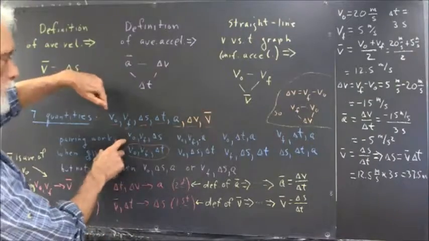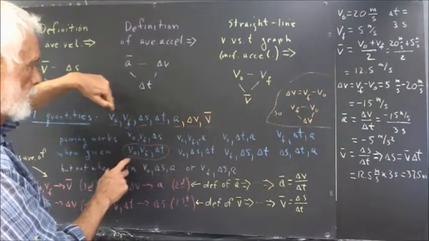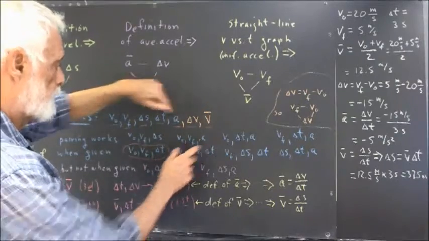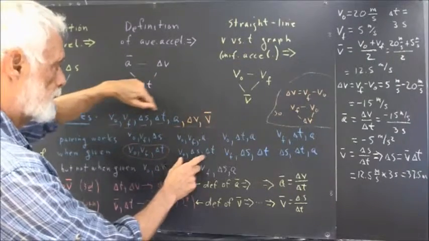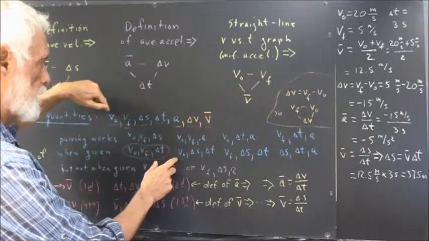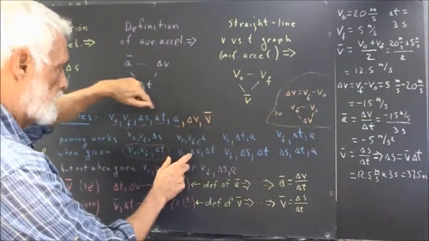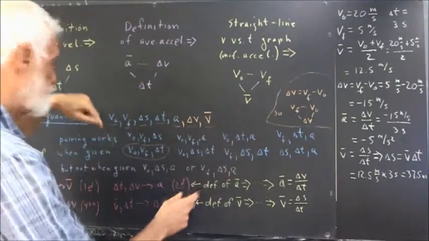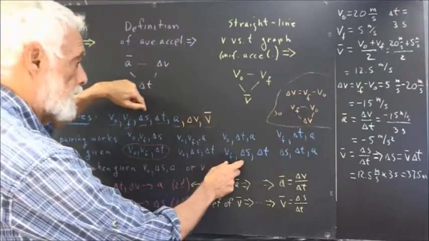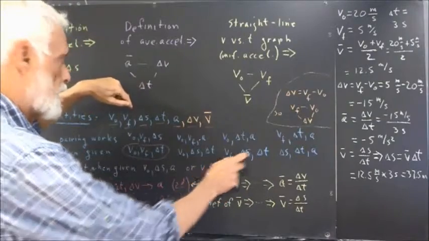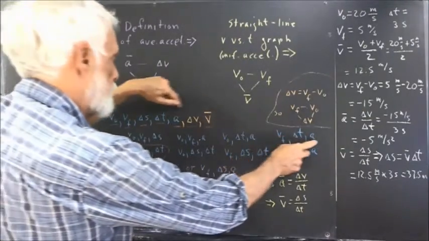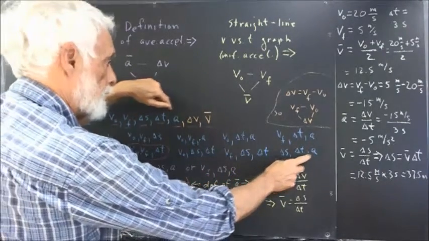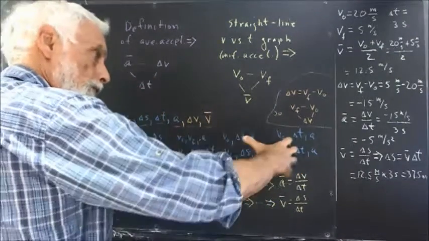Okay, well, pairing works then when we're given any of these combinations. That's V0, VF, and delta S; V0, VF, and delta T; V0, VF, and A; V0, delta S, and delta T; V0, delta T, and A; VF, delta S, and delta T; VF, delta T, and A; delta S, delta T, and A. Those are 8 possible combinations.